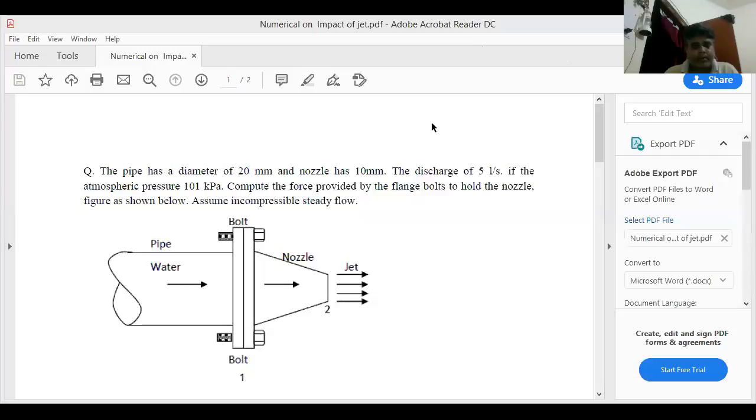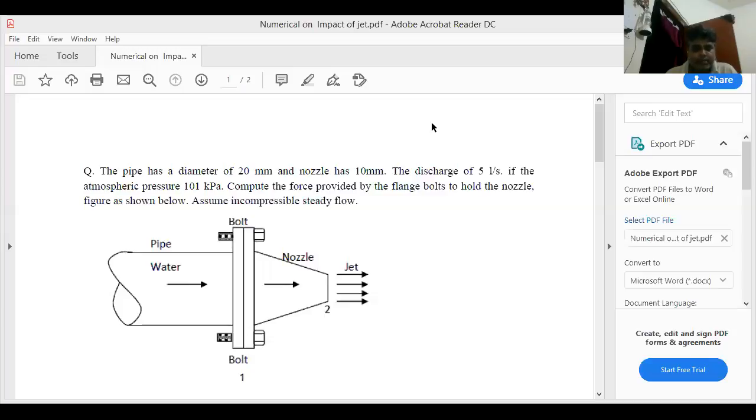We had discussed a numerical on the impact of a jet. The pipe has a diameter of 20 mm and the nozzle has a 10 mm diameter. The discharge is 5 liters per second. If the atmospheric pressure is 101 kilopascal, compute the force provided by the flange bolts to hold the nozzle, as shown in the figure below. Assume an incompressible steady flow.